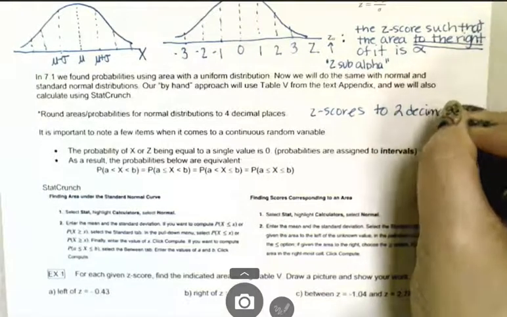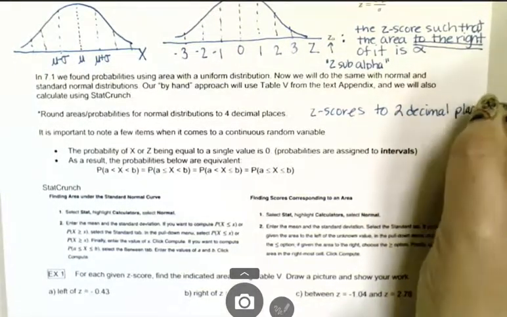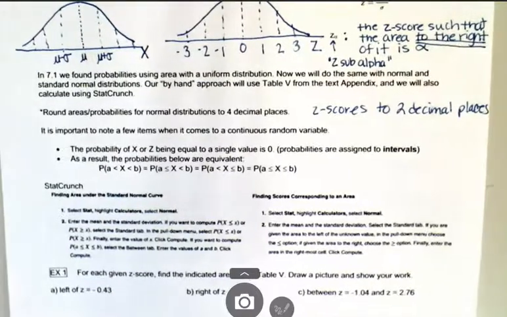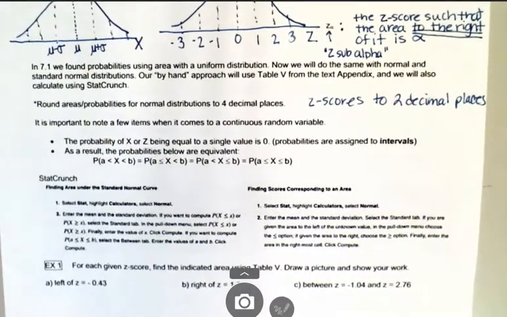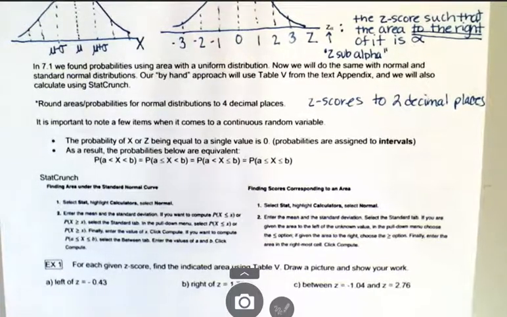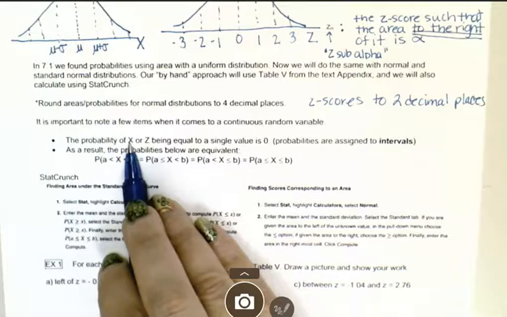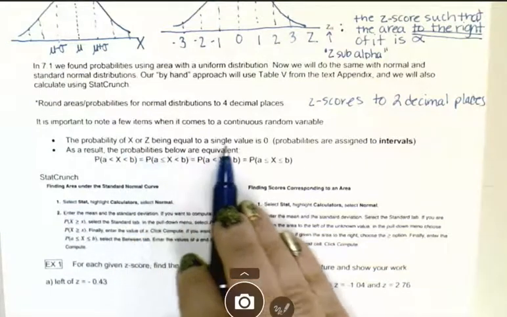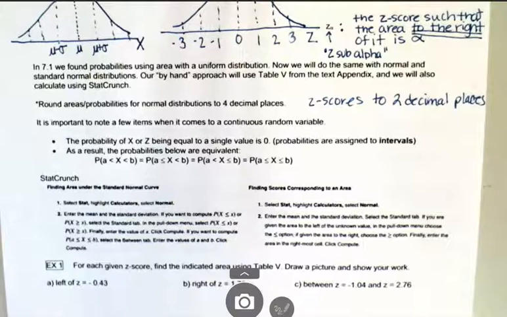Z-scores are still 2 decimal places. So if it asks you to find the z-score or the value of the standard normal continuous variable, then we would round those to 2 decimal places. A couple other things to keep in mind, because these are continuous random variables, the probability of either x or z being equal to a single individual value is 0. It doesn't matter what that single individual value is.